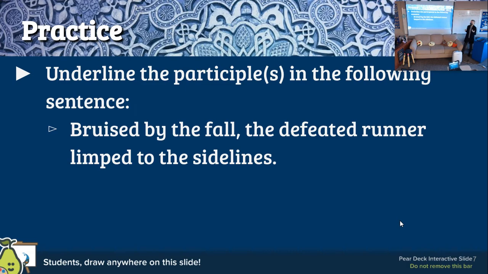So the first one is in the same place as our last one, so it was pretty easy. Bruised, right? Bruised is our first participle. Where's our second participle? Somebody I haven't heard from. Clayton. Defeated. Okay, again, it looks like a verb, but it's modifying the subject runner. If it's modifying a noun, that makes it an adjective. Okay, remember, participles are always adjectives. So here we have bruised and defeated, both modifying runner, so those are our 2 participles.